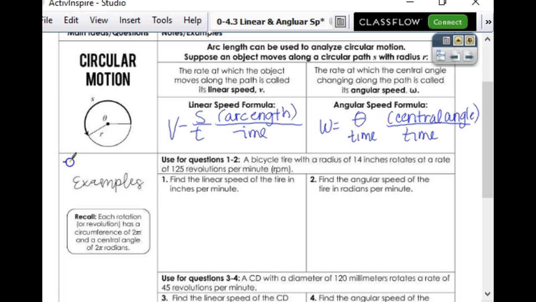So if we're talking about a wheel that's rotating, how many degrees to rotate all the way around? 360, right? But we said when we talk about central angles, it has to be radians. So what would the circle be in radians? If it's 360, it's 2 pi, right? So one trip around is going to give me 2 pi radians.